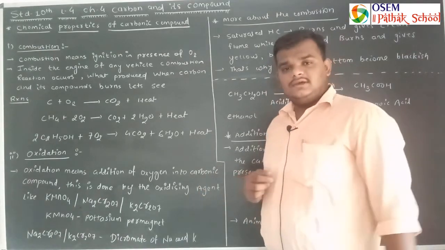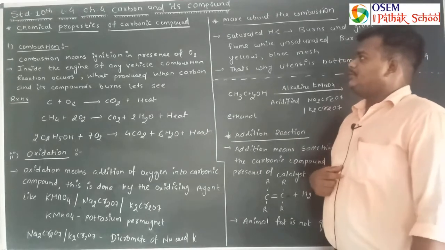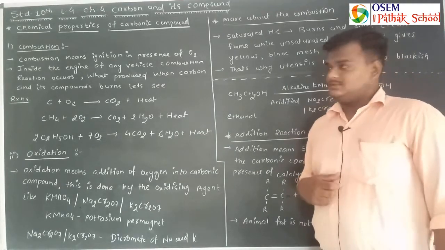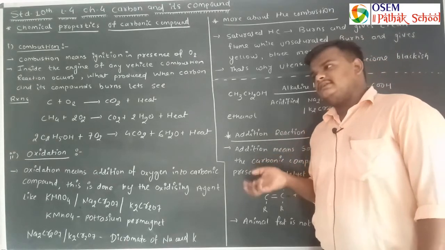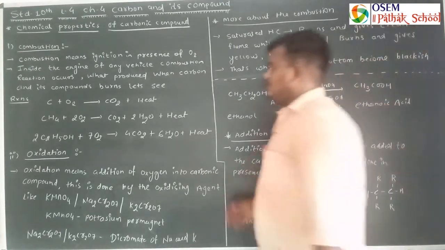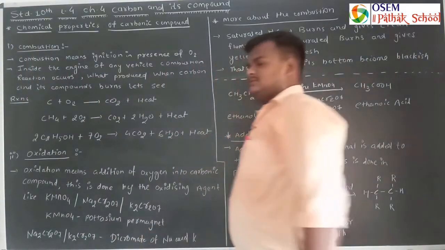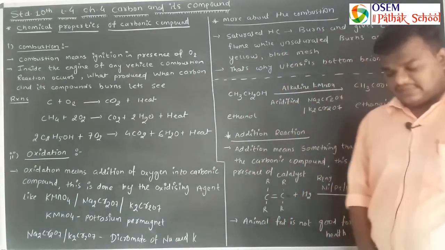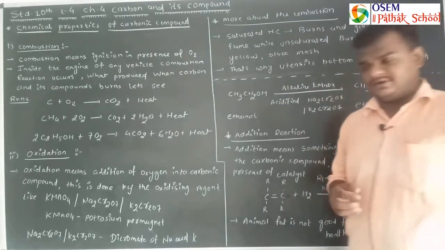Now, here we are going to learn about the physical properties of carbon compounds, which we had already discussed. Now, we are going to learn the chemical properties of carbon compounds. In this type of chemical properties, there are generally four types of properties.